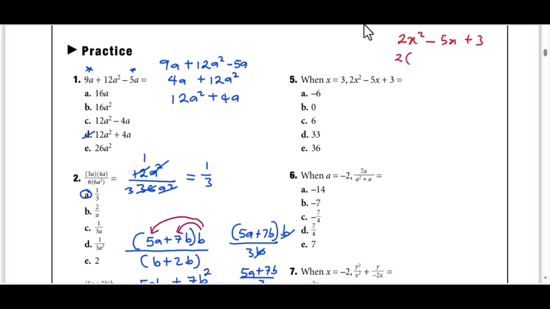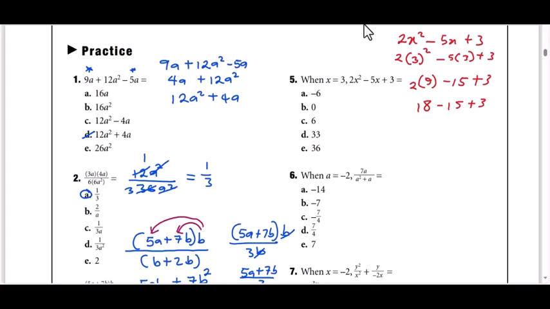So x bracket 2 bracket 3 all squared minus 5 bracket 3 plus 3. So 3 squared is 9. So this becomes 2 bracket 9 minus 5 times 3 is 15 plus 3. 2 times 9 is 18 minus 15 plus 3.